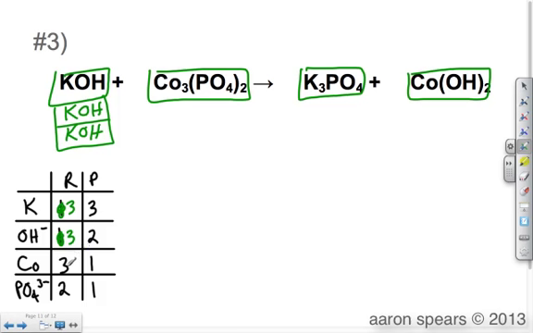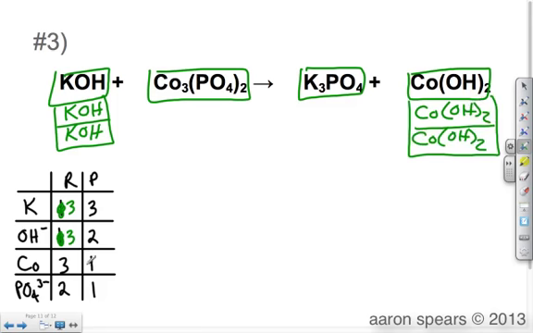I have 3 cobalt atoms on the reactant side, only 1 on the product side. I need to get 2 more cobalts on the product side. I find the box on the product side that contains cobalt atoms, and that's a cobalt 2 hydroxide box. And so if I add 2 more boxes of cobalt 2 hydroxide, I will have a total of 3 cobalt atoms on the product side. So the cobalts are balanced.